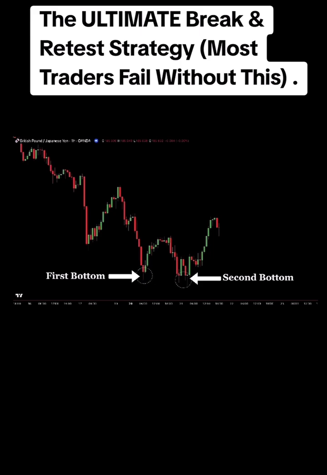Now we have two bottoms formed at similar price levels and a neckline created by connecting the highs between the two bottoms. The neckline acts as resistance, which buyers will try to break. As you can see, the market broke above the neckline. This is the confirmation we need that the downtrend has ended and that a new uptrend may begin.